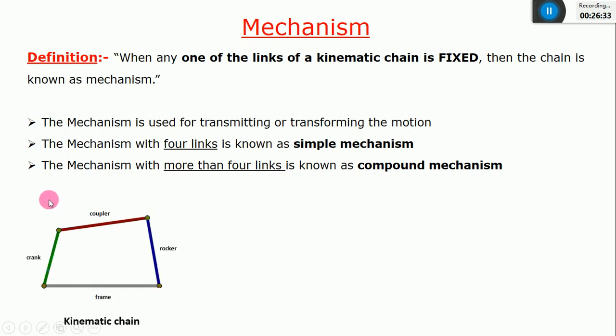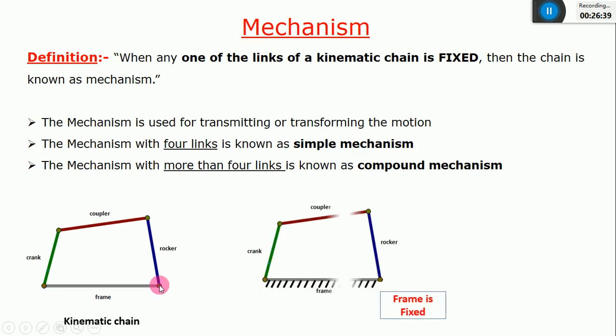So this is a 4-bar kinematic chain. This one is a frame, as I explained. This is a crank. This is a coupler. This is a rocker. When you're going to fix any one link, in this case, I'll fix this frame. You can fix any link, any one link. So the fixed link is called a frame. The frame is fixed. So this method of fixing any one link of the kinematic chain is known as a kinematic mechanism. That is the only difference.